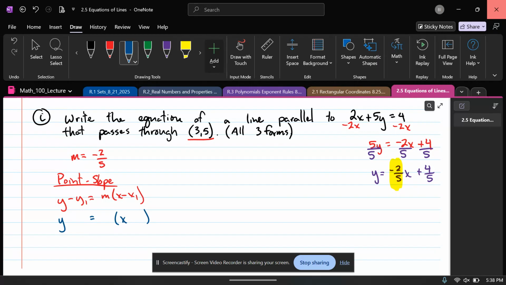y minus 5. Good. Equals negative 2/5 times (x minus 3), or x minus negative 3. Positive 3. x minus 3. I'm going to let you settle on something. So is it x minus 3 or x plus 3? Okay? I just want to make sure. There's my point-slope form. Yippee! Okay.